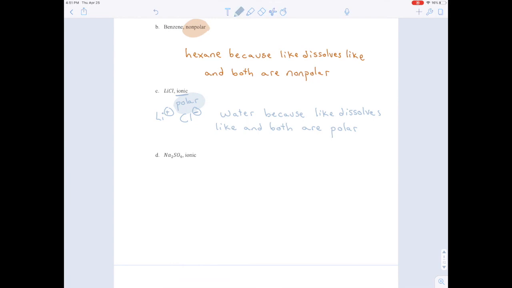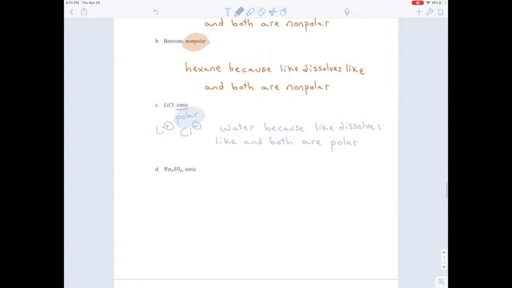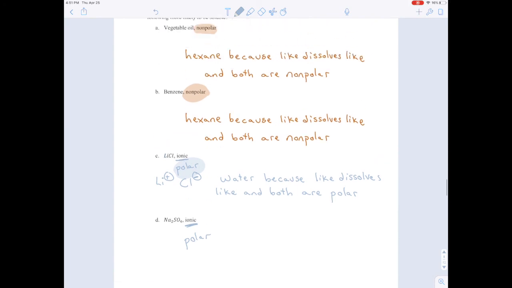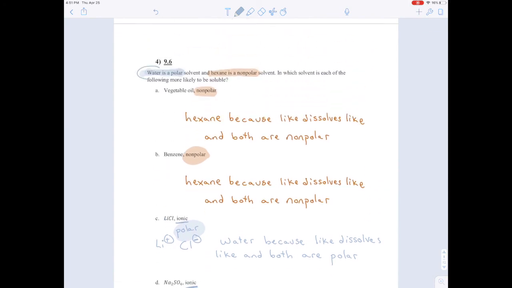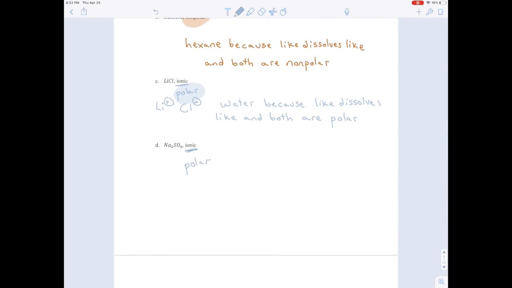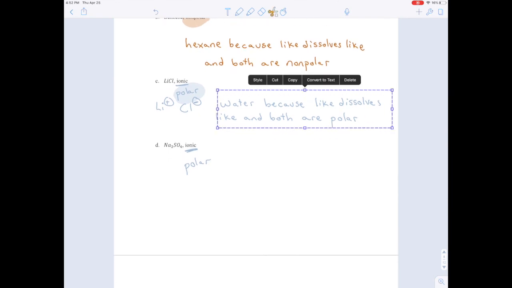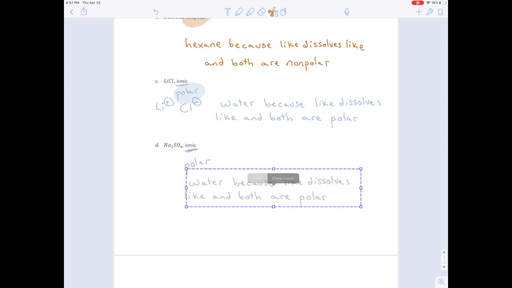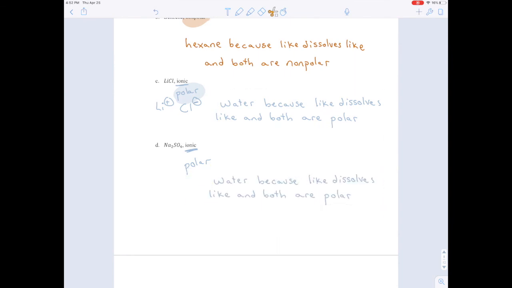And they want to know if that would dissolve in water or hexane better. Well, it's ionic, and again, like we saw, that means that it's very, very polar. And so, because it's polar, it will mix with the polar thing, which is water. So this compound, sodium sulfate, Na2SO4, would dissolve better in water because like dissolves like, and both are polar.